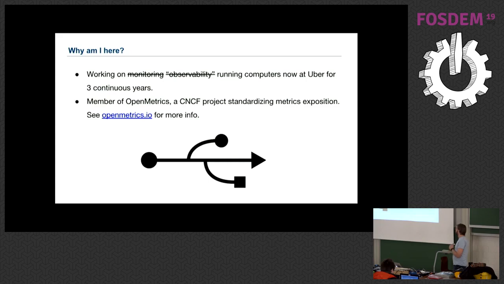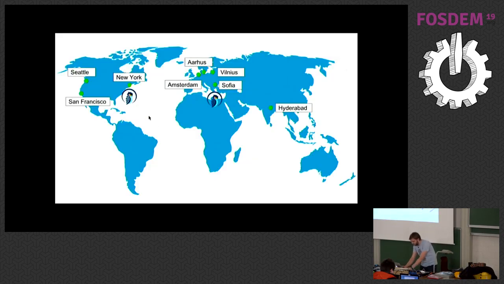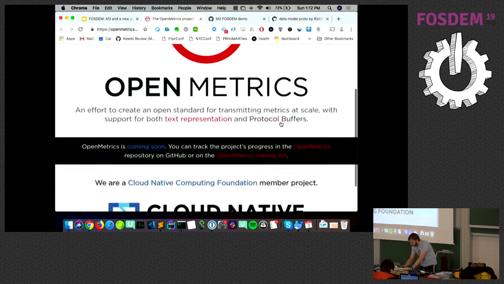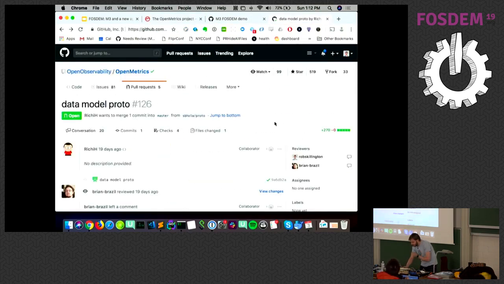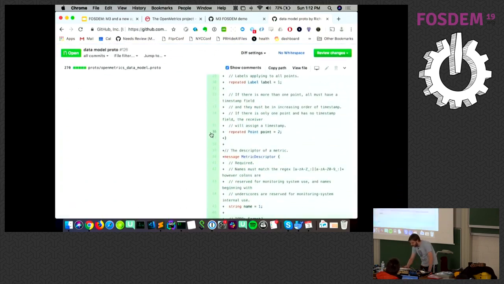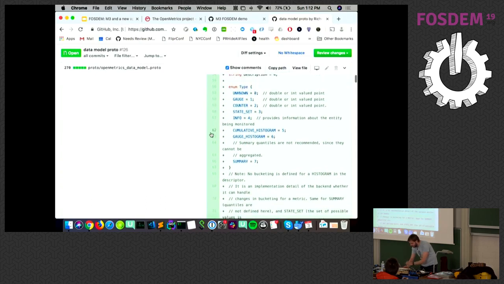I've been working with computers for about 3 years. I'm a member of the metrics project that's analyzing this. You can see the website for more info, but it is a really fantastic effort. And with what Henry was talking about, we're trying to bring a lot of standardization to the way people define histograms, how they collect them, and other metric types.